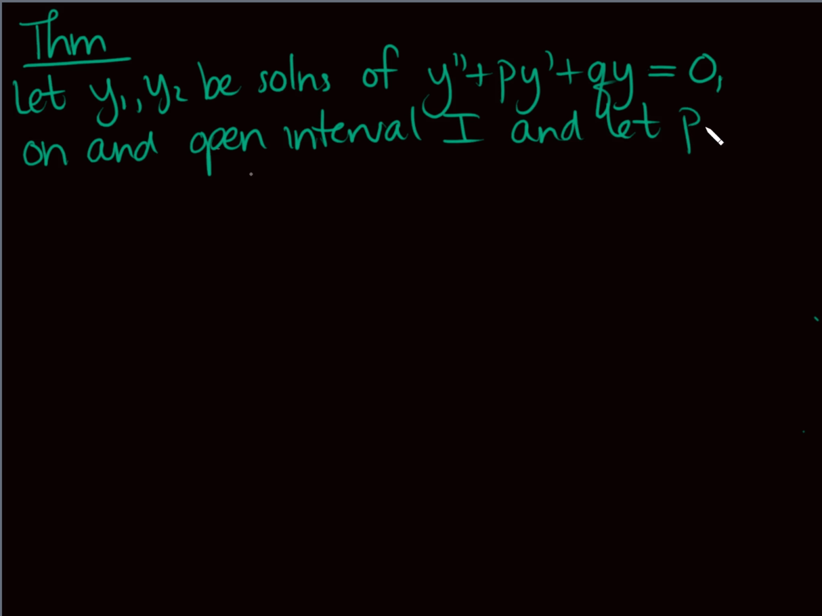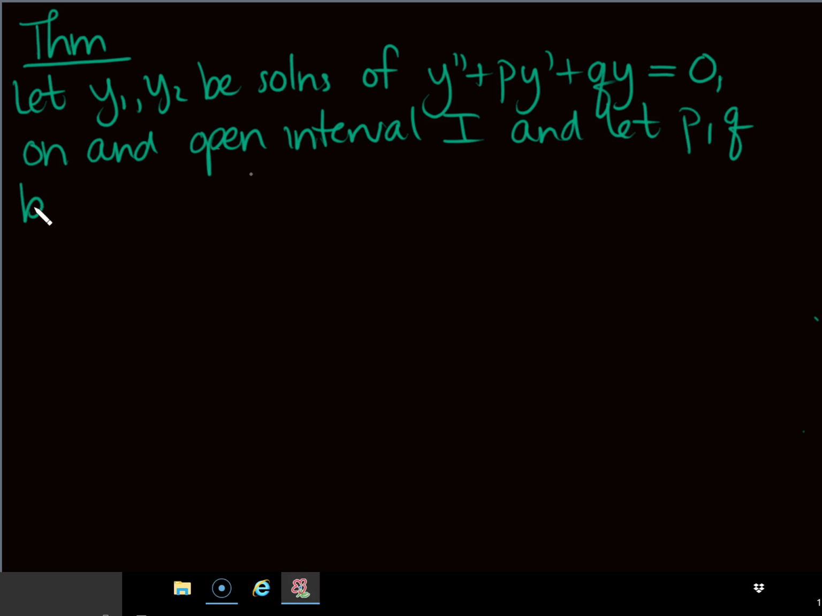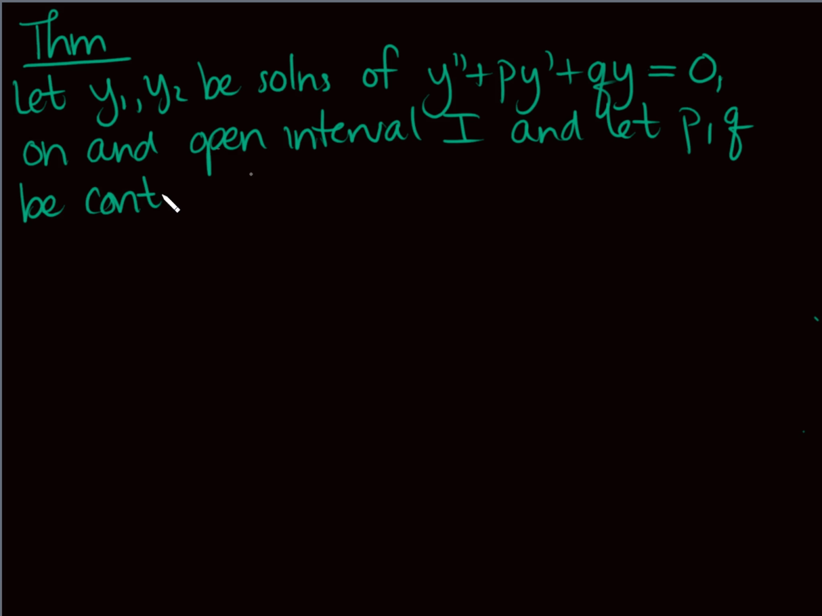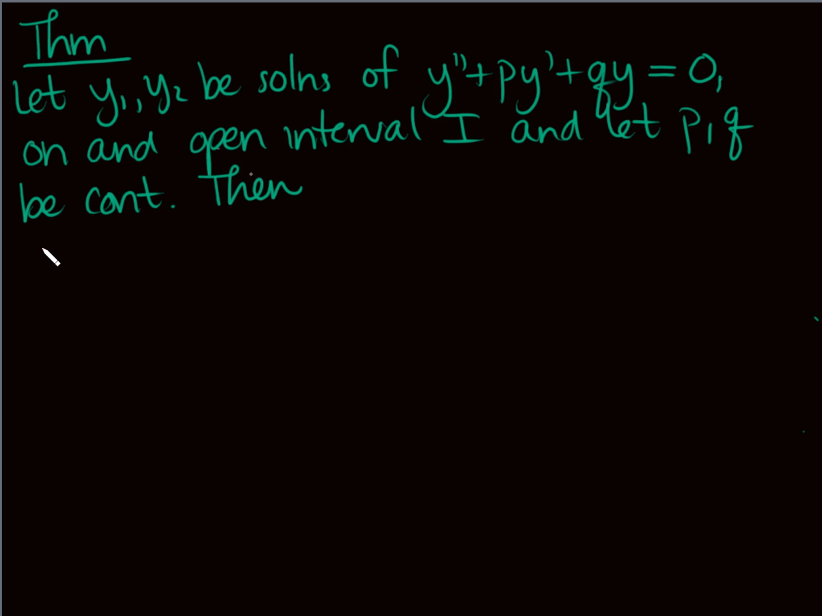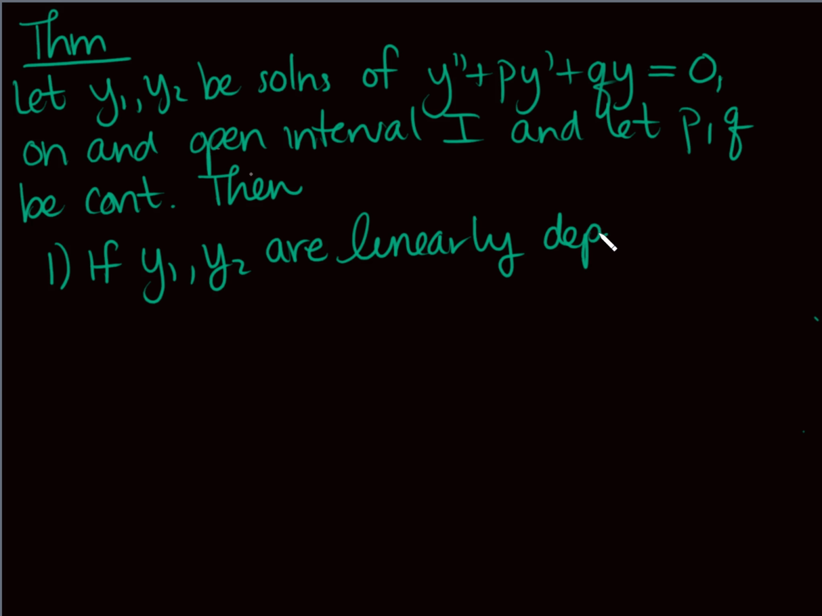So we know solutions exist. We want that to happen, right? If I'm going to talk about this, then we want solutions to exist. Okay, then the Wronskian, okay? So a couple things here. If y1 and y2 are linearly dependent, okay, linearly dependent, then what we're going to see is that the Wronskian of these is exactly 0.